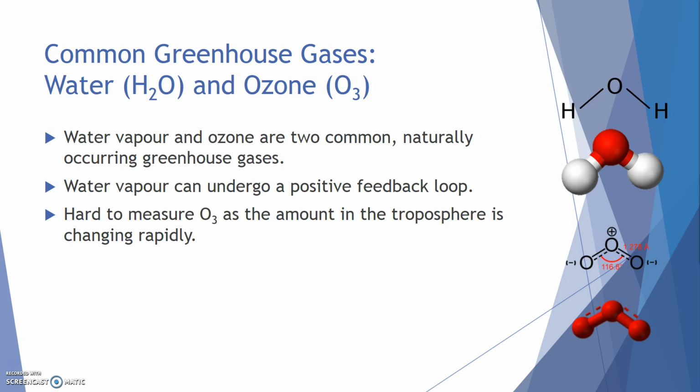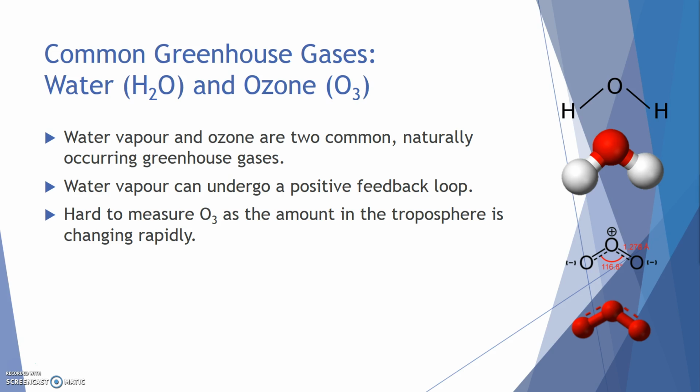Some of the greenhouse gases that aren't talked about as much are water vapor and ozone. These are both naturally occurring. There's not a whole lot of negatively man-made water vapor and ozone. The issue with water vapor, though, is that it undergoes what we call a positive feedback loop. So as the temperature on Earth rises, the amount of water vapor increases, which causes the temperature on Earth to rise, which causes the amount of water vapor to rise. And that's just a circle, a loop going around.